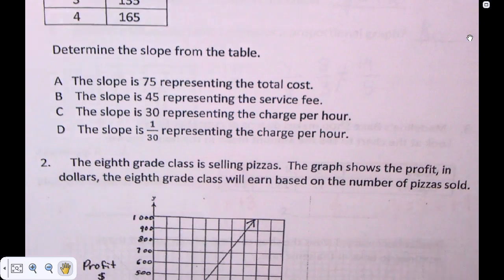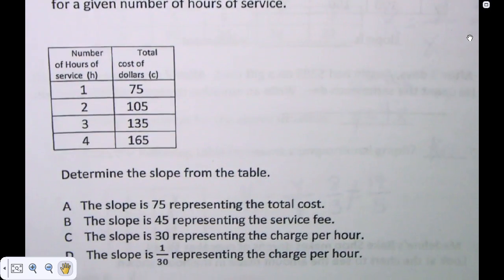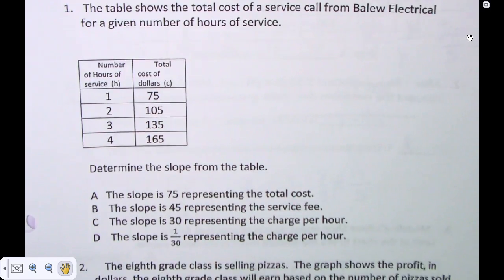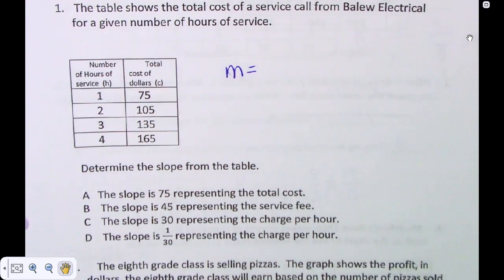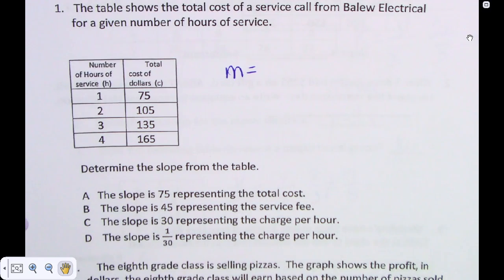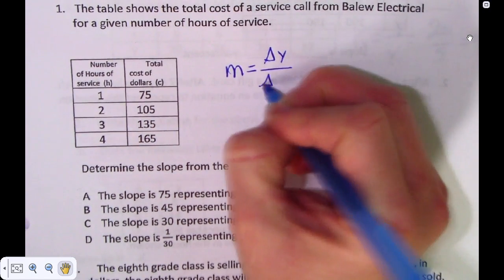Okay. Number 1. Tell me another name for slope. Rate of change. So change in y over change in x.